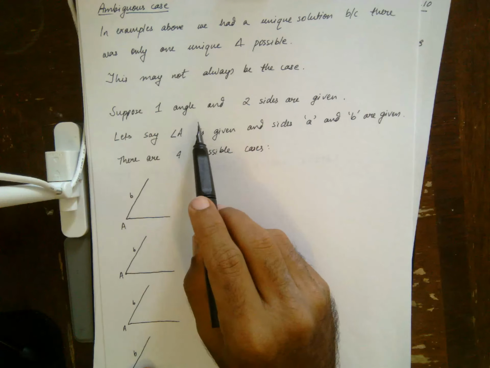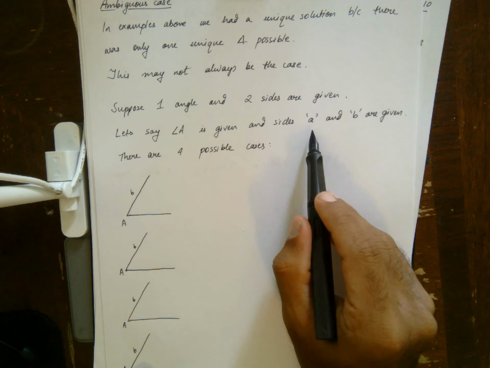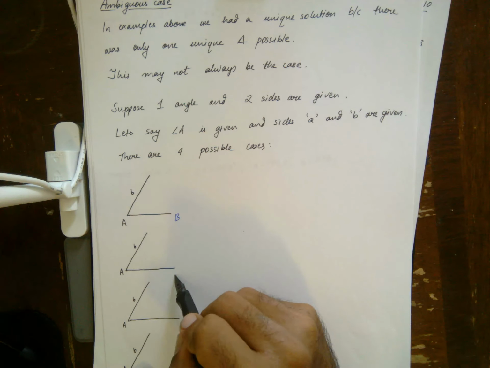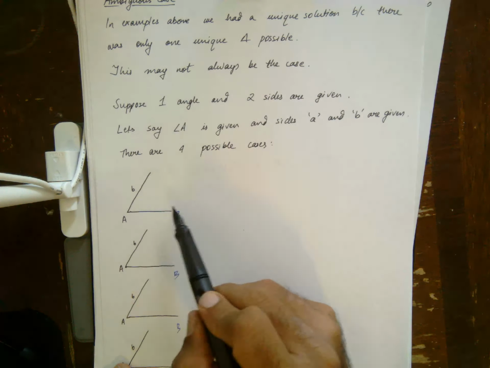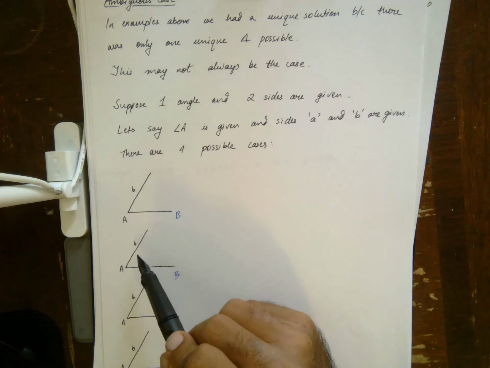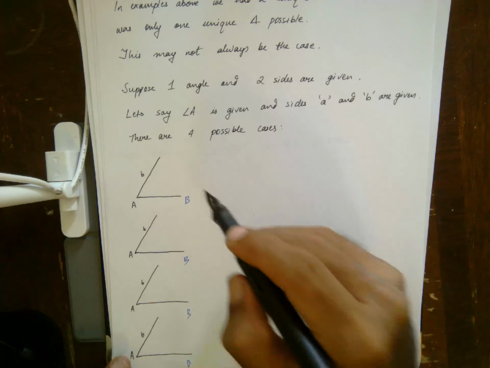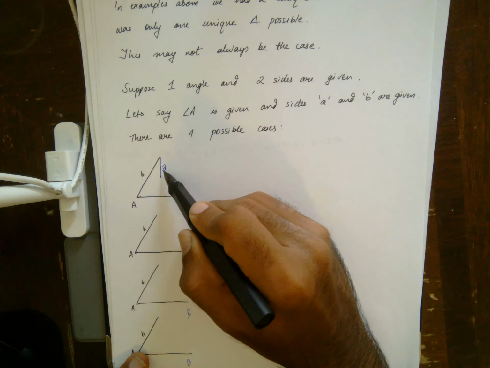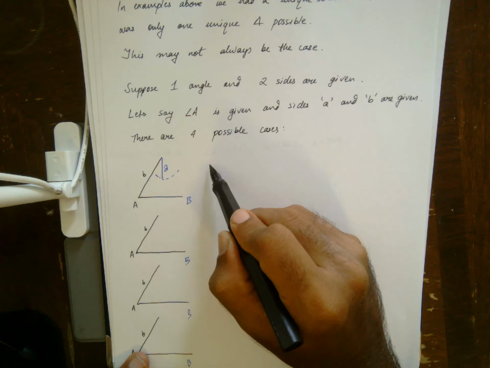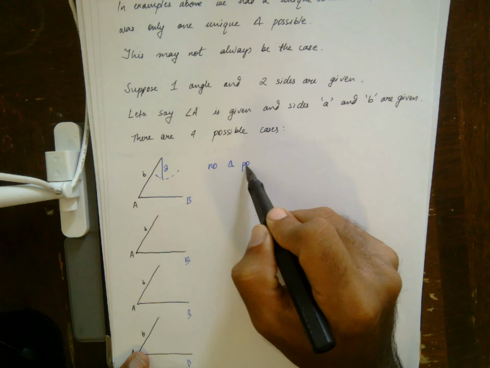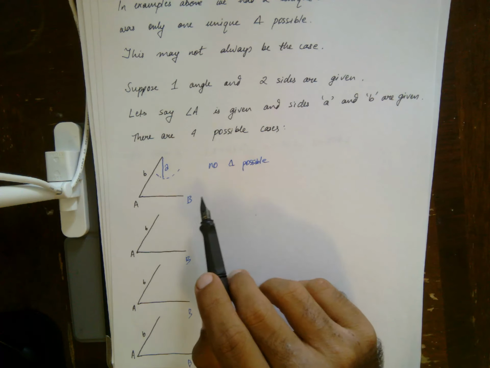Suppose you're given one angle and two sides, and let's say that the given angle is angle A and the given sides are a and b. By the convention rule, this side is b, so the opposite facing vertex is B, and this is a, then A is somewhere here. Now, it might happen that the length a is not enough for it to meet this line. So in this case, we say no triangle possible. It would mean that with the given information, no triangle can be drawn.